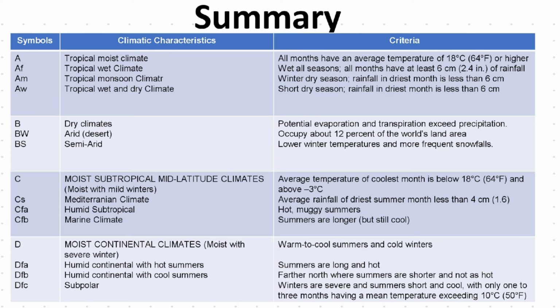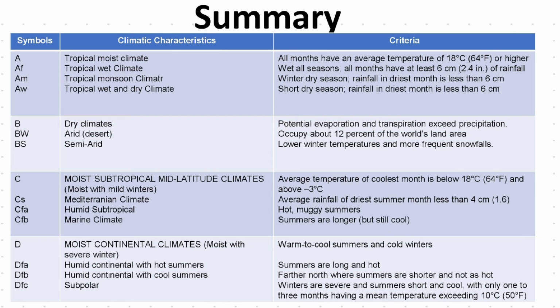So let's proceed to group B, or the dry climates. Potential evaporation and transpiration exceed precipitation. We have two types under group B. The first one is BW, or the arid desert. It occupies about 12% of the world's land area. Then the second one is BS, or the semi-arid. It is defined as having lower winter temperature and most frequent snowfalls.